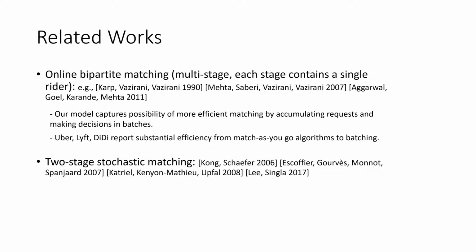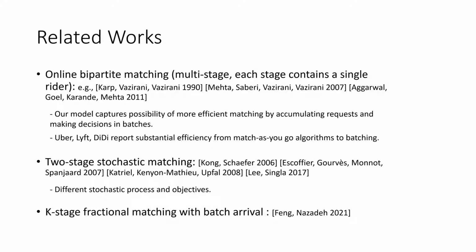Another line of related work is two-stage stochastic matching, where different stochastic processes and objectives have been considered. Very recently, Red and I have a follow-up work considering k-stage fractional matching with batch arrival. Compared to the current model, we consider k stages instead of just two. Once again, every stage can contain multiple riders. However, instead of requiring an integral solution, in this follow-up work we only consider fractional matching.